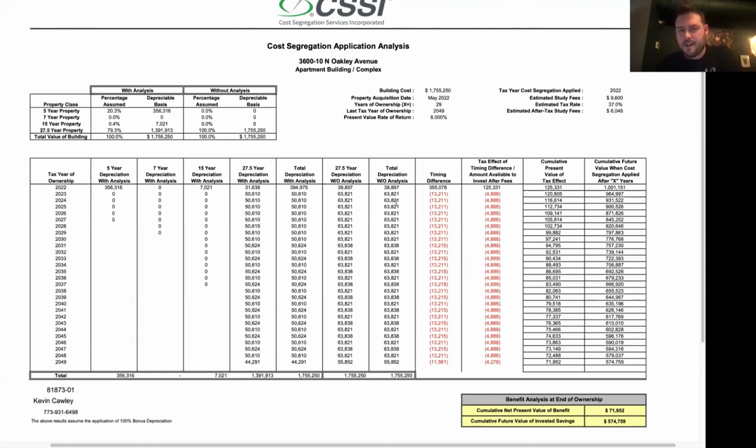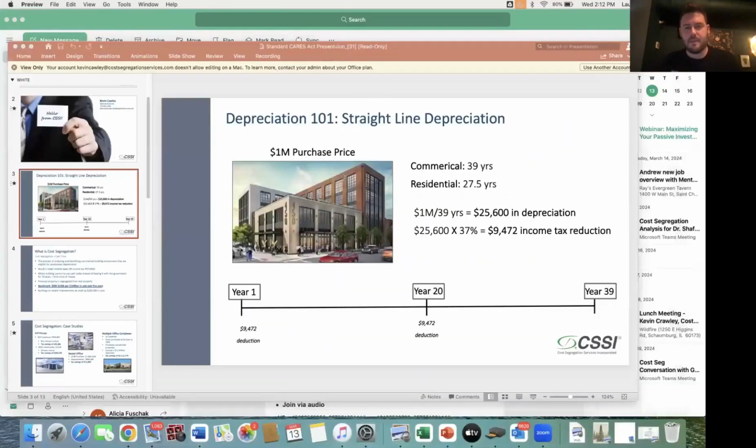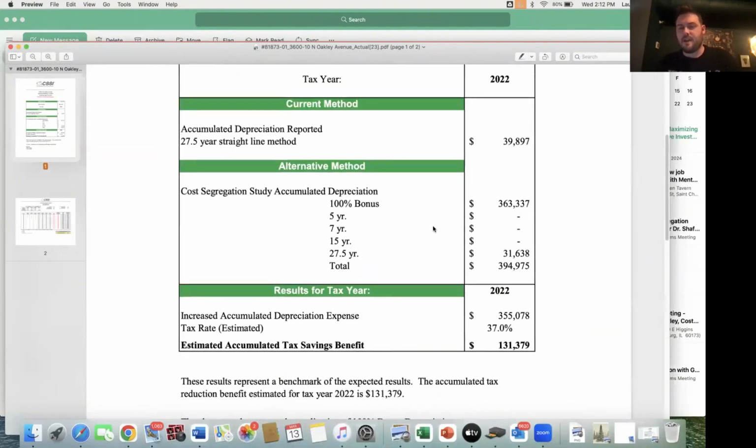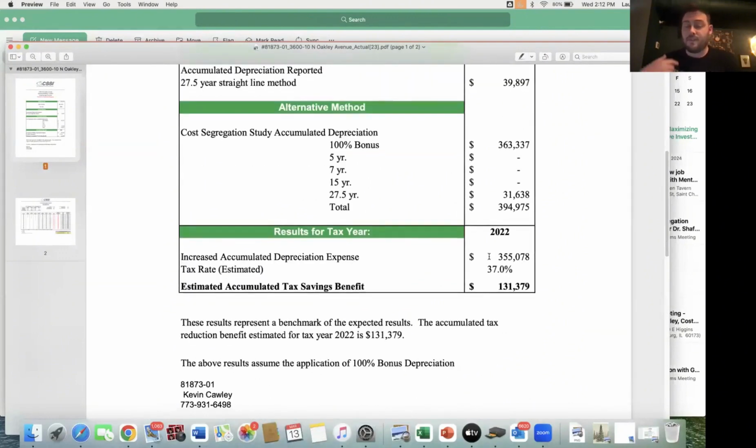But what happened was, the client's name was Joe. I said, Joe, here's what you're doing, right? Why don't we take, through our cost seg analysis, 20.3% of your property and put it in this 5-year category, and 0.4% of the property and put it in this 15-year category. And he said, yeah, how would that look? So we said, if we did that, instead of your write-off being $60,000 a year, your new write-off for this tax year, keep in mind it was tax year 2022, would be $355,078 in year one. So we're going to front load 20% of his building's value in year one depreciation.